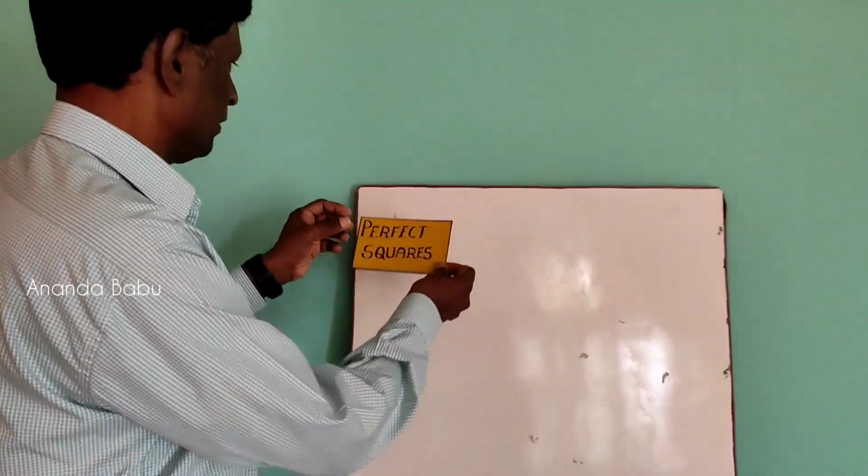In this video, I am giving the relationship between perfect squares and perfect cubes. The relationship shows the beauty of mathematics. Let us see. I am taking perfect squares.